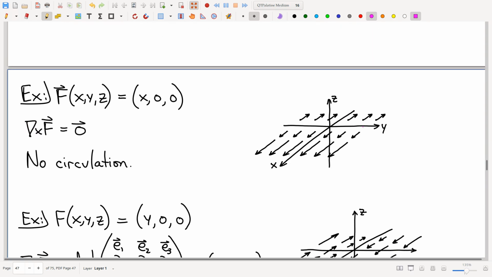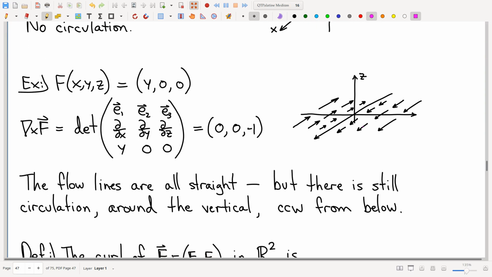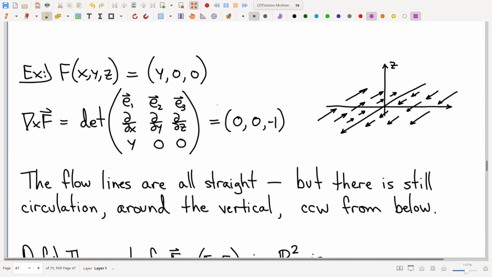Okay, another easy example. Pretty easy to persuade yourself. That vector field looks like this. I don't see any rotation of anything here. And you compute the curl, you get 0: no curl, no rotation. Again, that tracks. Pretty straightforward. Okay. This is the weird one. I think a very important example.